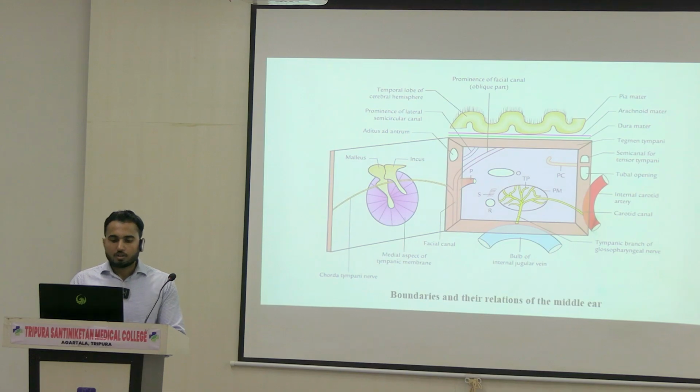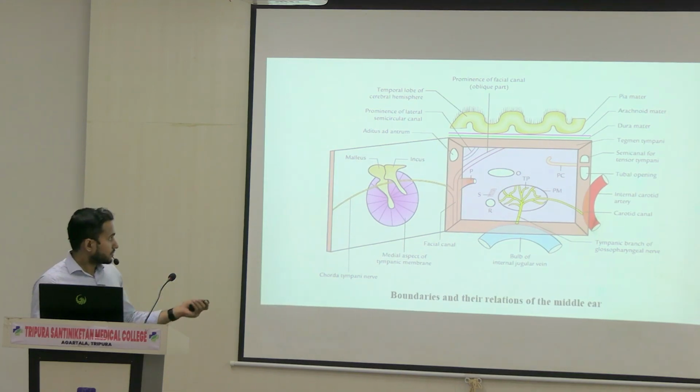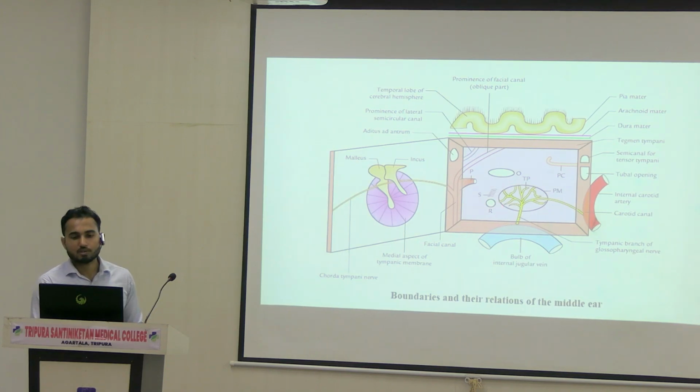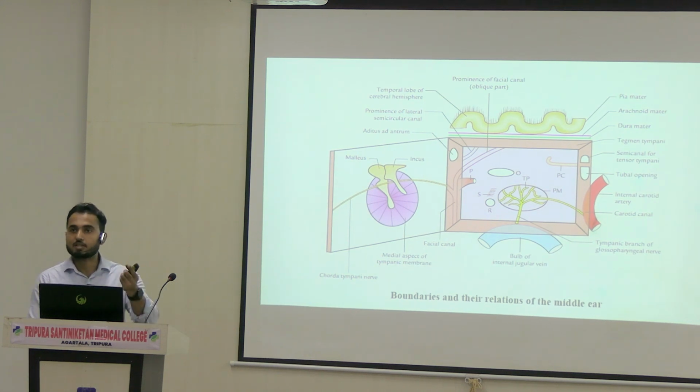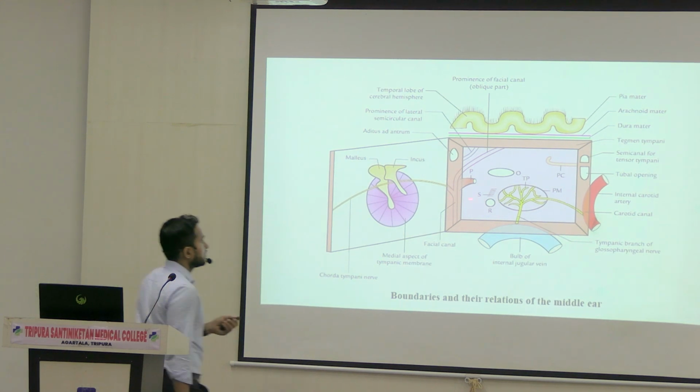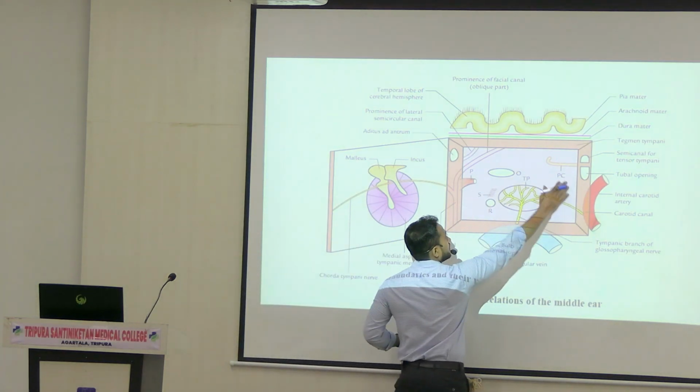Okay. Next, in the medial wall, some other features are also there. Now, what are the features? Prominence of the oblique part of the facial canal, on the upper aspect. So this is the medial wall.